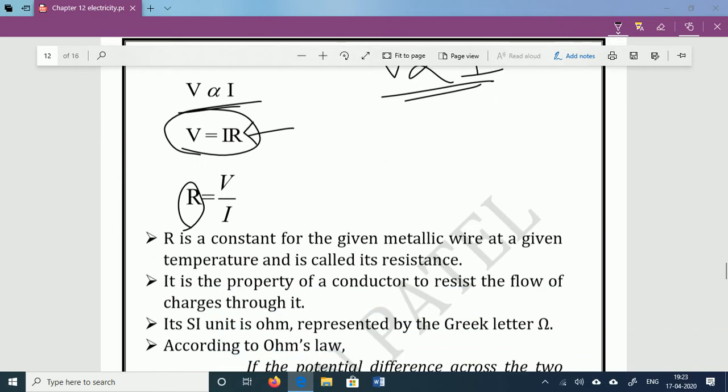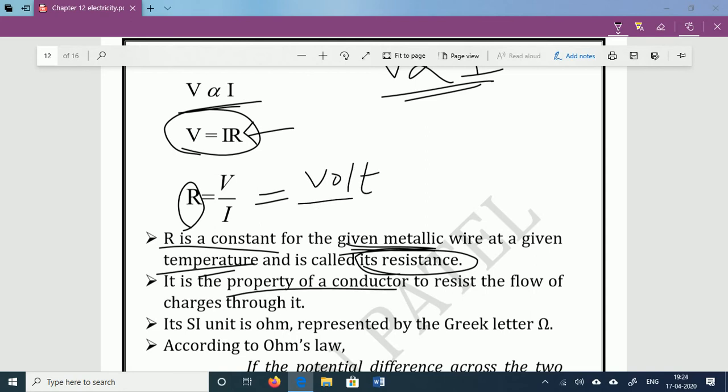So R is a constant for the given metallic wire at a given temperature, and that R is called resistance. It is the property of a conductor to resist the flow of charge, to resist the flow of electrons. If I talk about the unit of R, what is the unit of V? The unit of V is the volt, and the unit of I is the ampere.